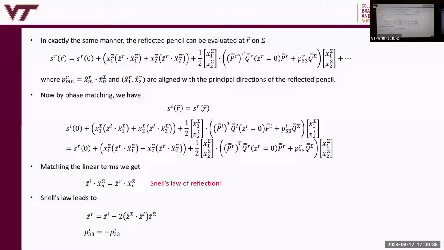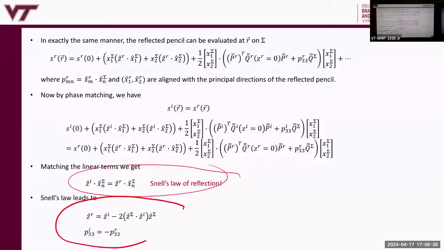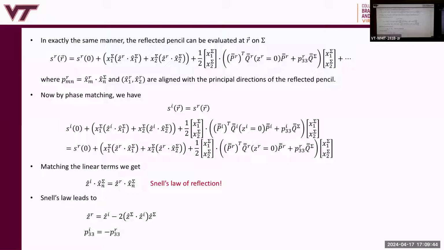Very good. So the linear terms give us Snell's law of reflection, and a consequence of Snell's law of reflection is that we can define the reflected z. We know the reflected z now because of Snell's law for the axial ray. And we can say that P33 incident is equal to negative P33 reflected, which is the angle of incidence equal to the angle of reflection, right? That's basically what this says. That's P33.